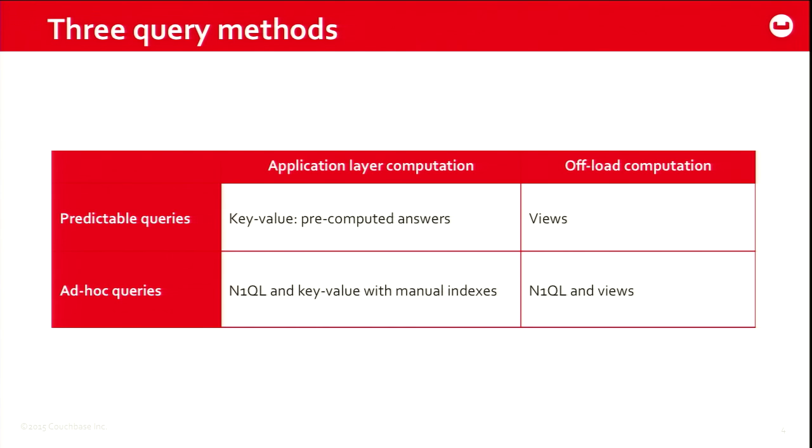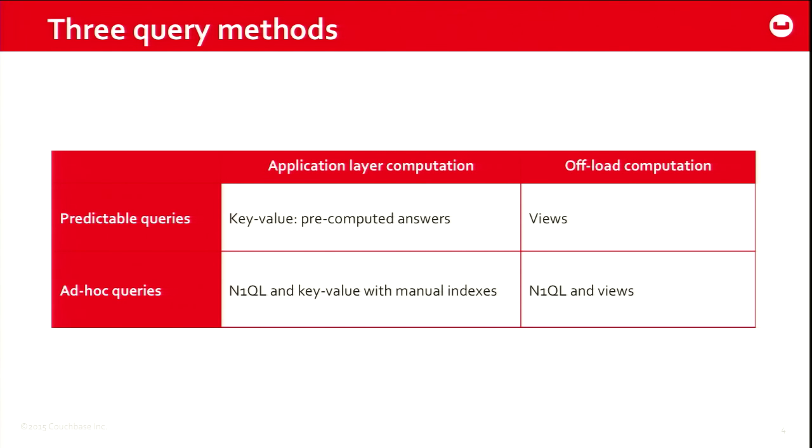Is it going to be in the application layer, which is where, so far, most of the NoSQL databases have said, if you want to do anything fancy, you need to do it in the application layer? Or do you want to offload it to the data layer, Couchbase, which is the route that we're taking with N1QL and that we've already had with views? So broadly speaking, if you have predictable queries where most of the work is happening in the application layer, you could probably work fairly happily with just standard key value document access, which we'll look at in a minute, and effectively pre-computing answers and storing them in Couchbase for later retrieval.